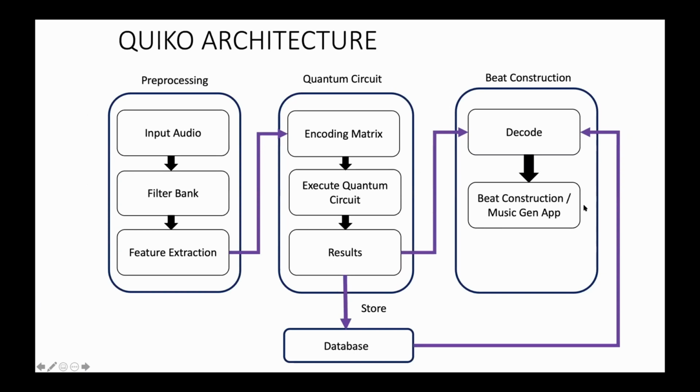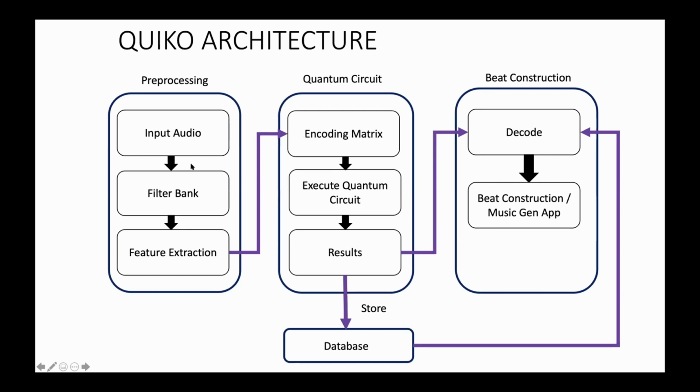So as I tried to think about this, the architecture kind of blew up in my face. It became a little bit complicated, and there are a lot of moving parts to it. But in general, there are three main components to this system. One is the pre-processing system that handles all the feature extraction from the audio before it feeds it into the quantum circuit, and then the beat construction component of the system.